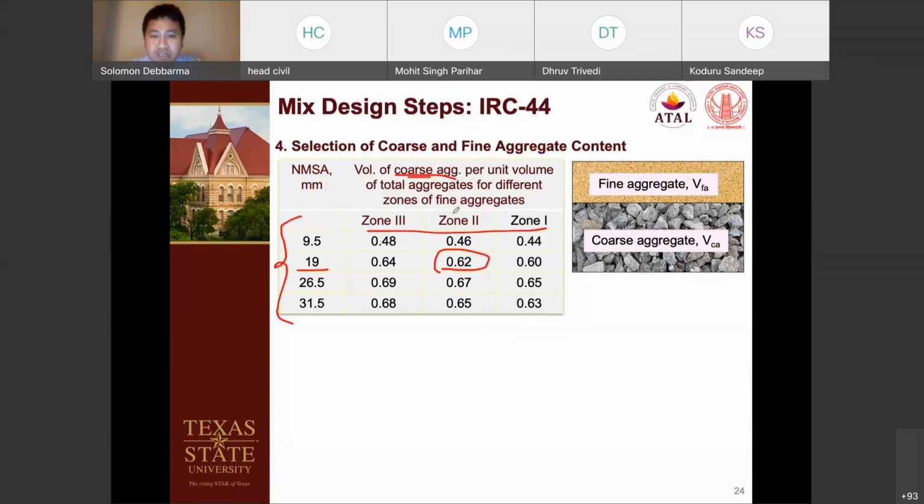So this volume is with respect to that of the fine aggregates. And also please remember that this zone 2, zone 3, zone 1 does not represent any location or region. These are just decided based on the grading of the fine aggregates, right?